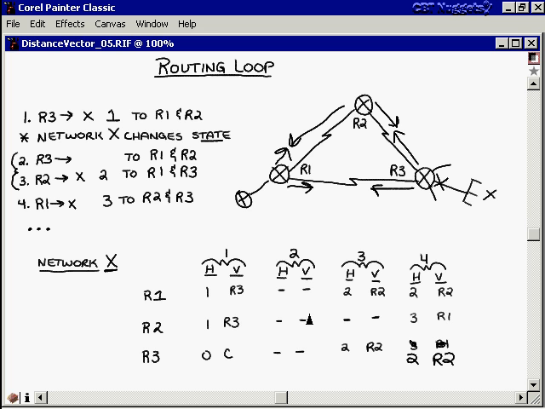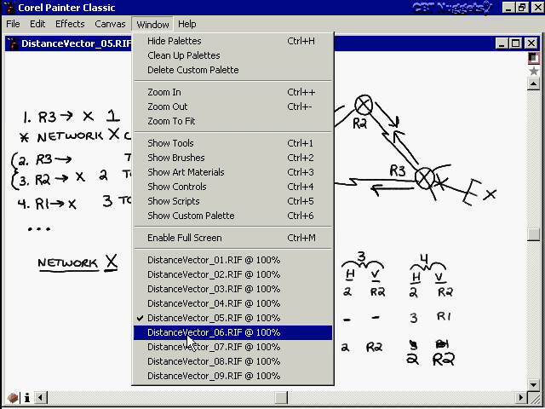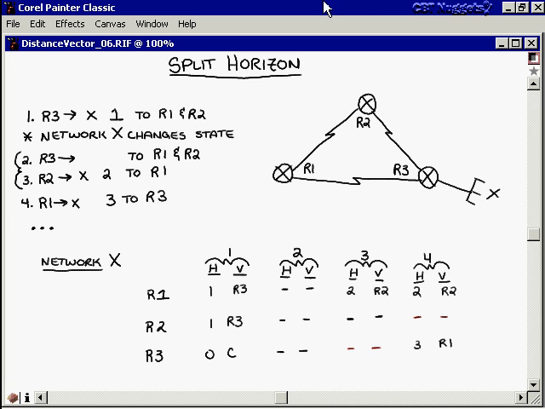Now let's look at how we battle against that. The first defense against routing loops within the distance vector protocol is called split horizon. Simply stated, it's omitting routes learned from one neighbor in updates that are sent to that neighbor. So if R3 sends an update to R2 about network X, when R2 sends its updates, it's not going to send it back to R3. It's going to omit information about a specific route that it learned from that neighbor. So it's just going to send it out this way. Let's see that in action.